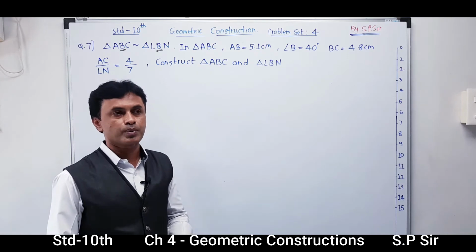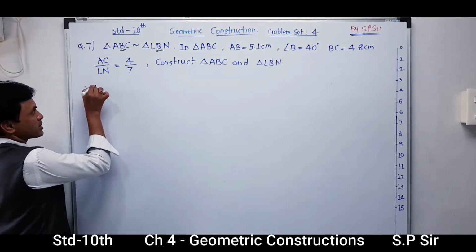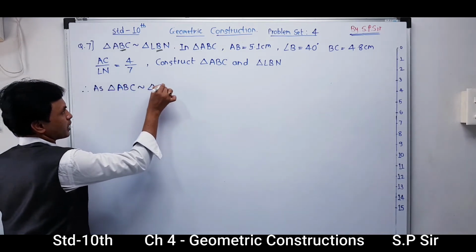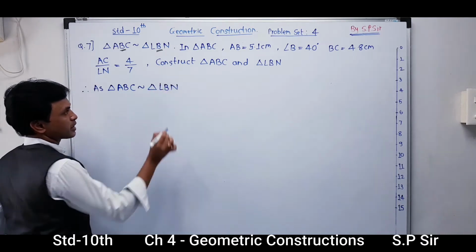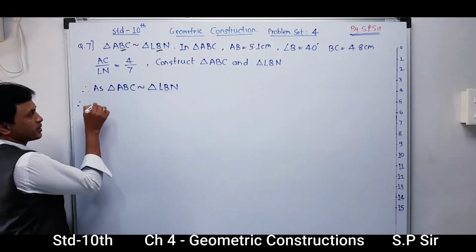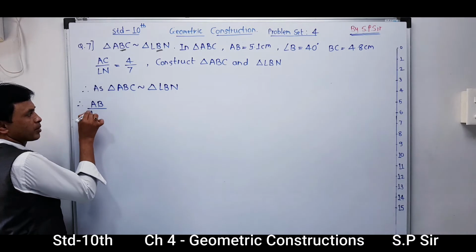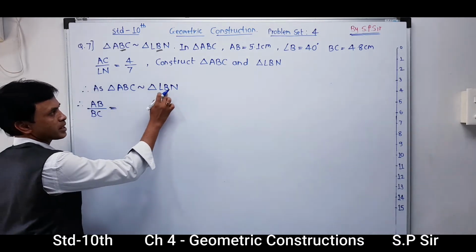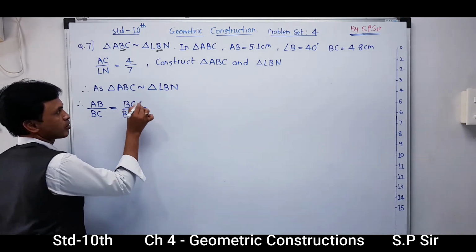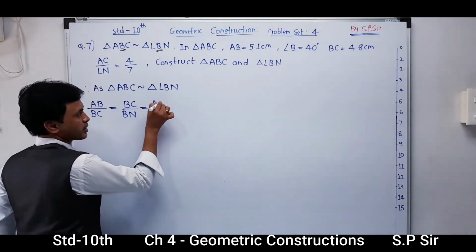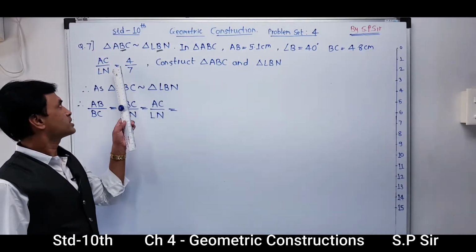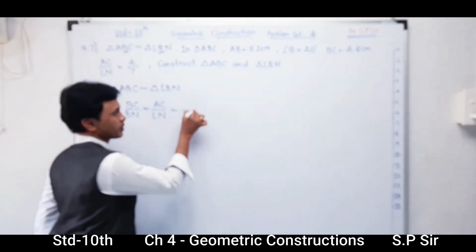So one by one, first part, I am going to write: triangle ABC is similar to triangle LBN. As triangle ABC is similar to triangle LBN, we can say that AB upon BC is equal to BC upon BN is equal to AC upon LN, and that is equal to, we know that AC upon LN is 4:7.